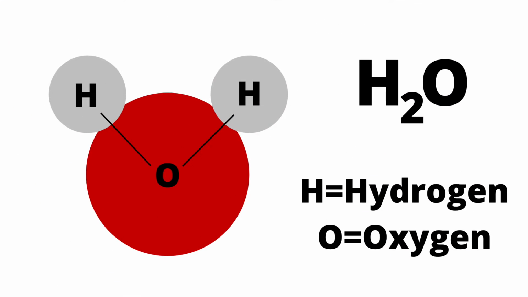And to learn a bit more about that, we're going to need to take a closer look at a water molecule. Here is a water molecule, which is the smallest bit of water that can exist. You may have heard people call water H2O. That's because it's made up of 2 hydrogen atoms, that's the H2, and 1 oxygen atom, that's the O.